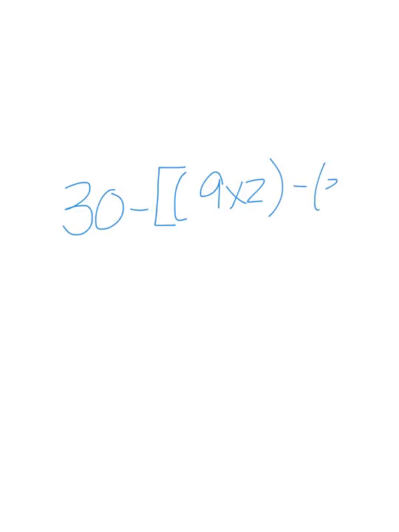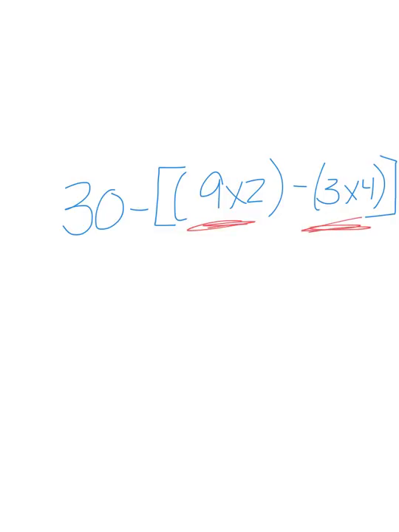So let's take a look at what this might look like. If we had 30 minus open bracket or open brace, open parenthesis, 9 times 2, close parenthesis, minus open parenthesis, 3 times 4, close parenthesis, and close brace. Now, looking at this equation, I have two things that are inside my brackets. I have this 9 times 2, and I have this 3 times 4.